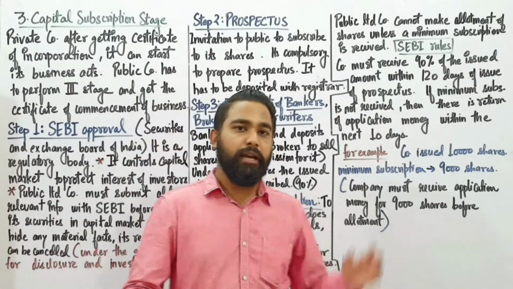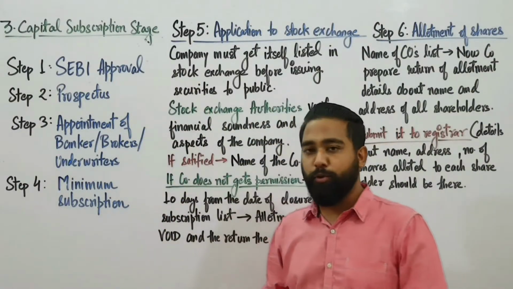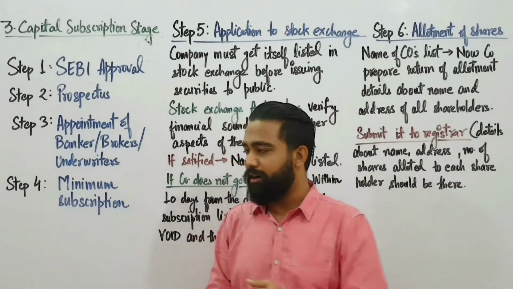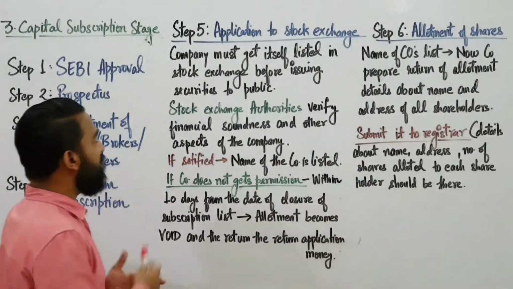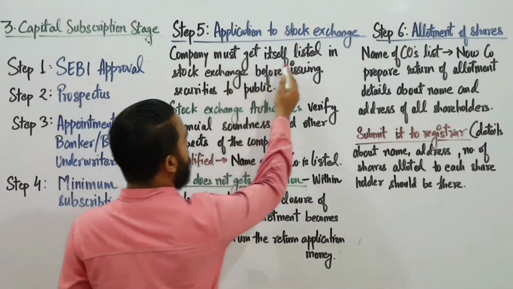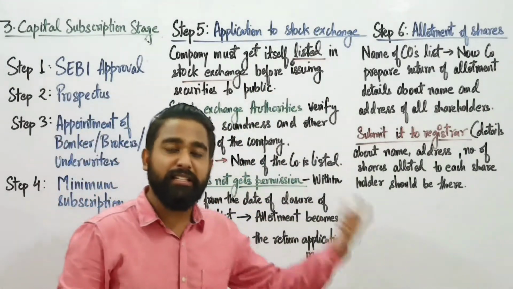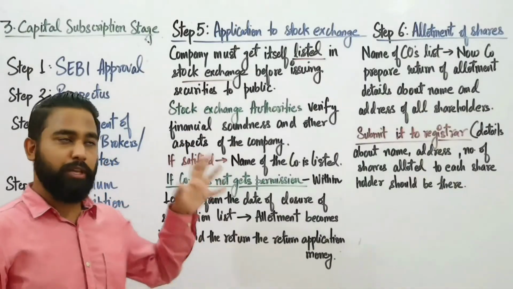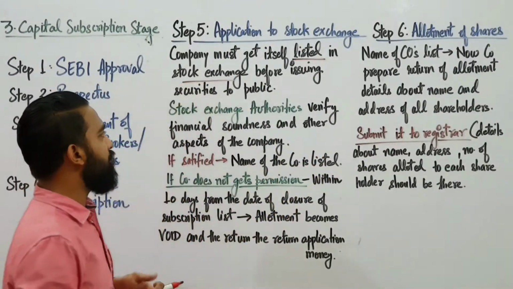Now let's come to the next step. Students, we have completed these 4 steps. First was SEBI approval, next is the prospectus, third was appointment of bankers, brokers and underwriters, and the fourth one was minimum subscription. Now it's time for step number 5, which is application to stock exchange. Under this, the company must get itself listed in the stock exchange before issuing any security to the public. So they need to list themselves, they need to register under the stock exchange.